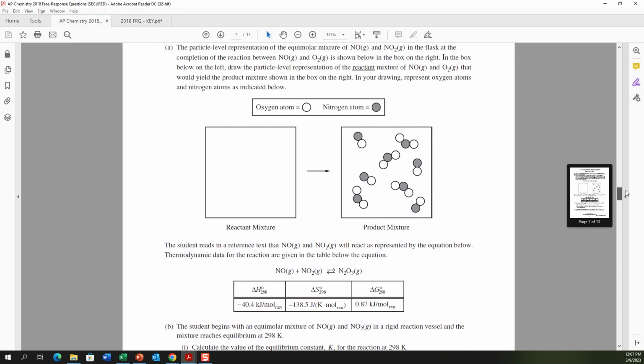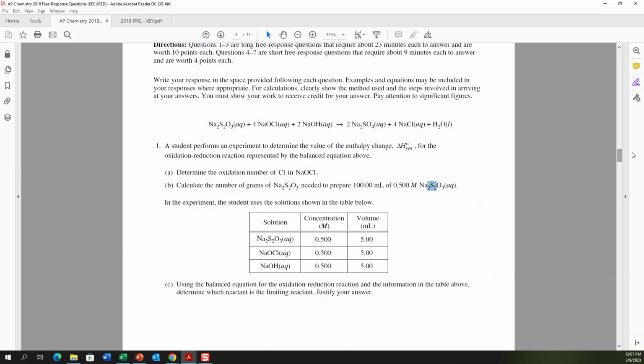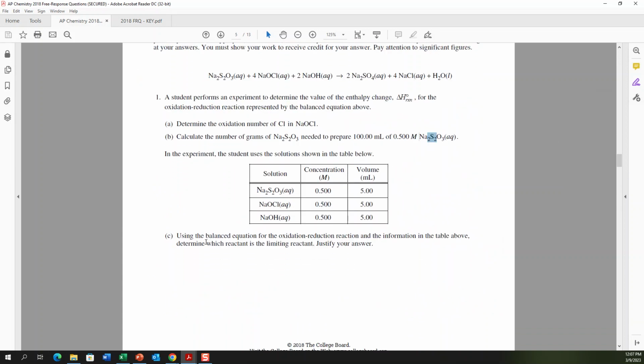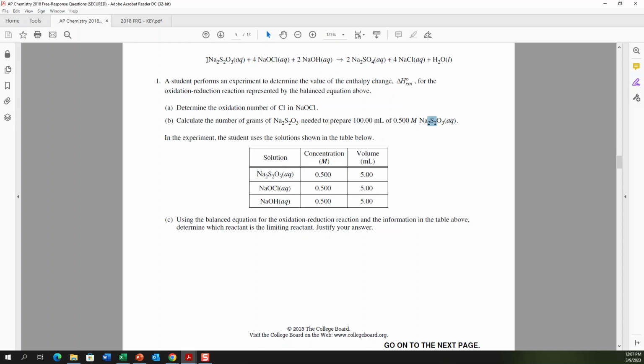We're at part C. All right. So we have this table. Notice again we have the balanced equation, so we have all the coefficients we need if we're going to do some stoichiometry. Using the balanced equation for the oxidation reduction reaction and the information above, determine which reactant is limiting.